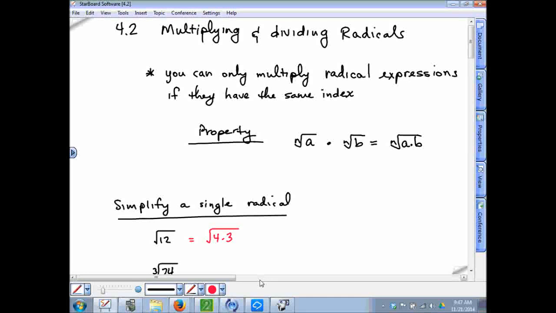Now, why specifically 4 times 3? Why not 6 times 2? Because one has to be a square root number. Neither 6 nor 2 are square root numbers, so it has to be 4 times 3.